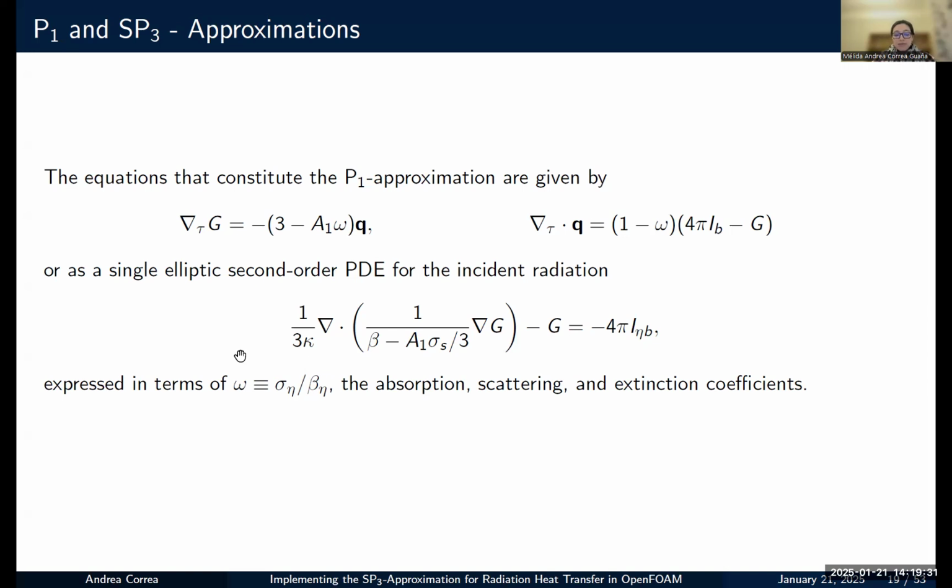So here we have a new term. This term is the albedo, which depends on the two coefficients that we called before, the scattering and the extinction coefficient.